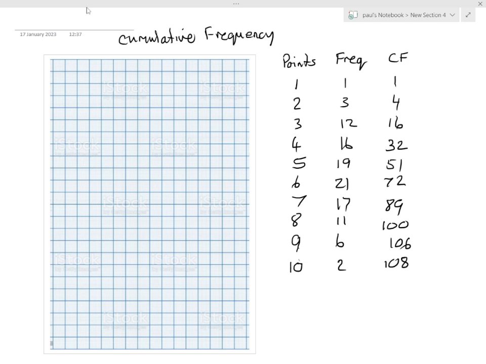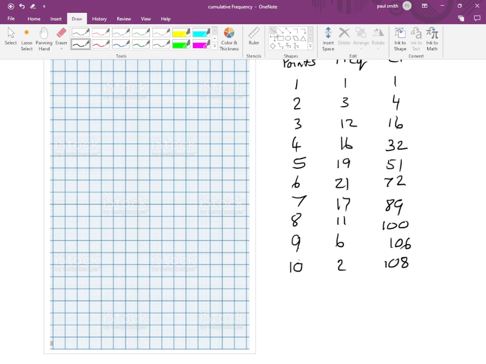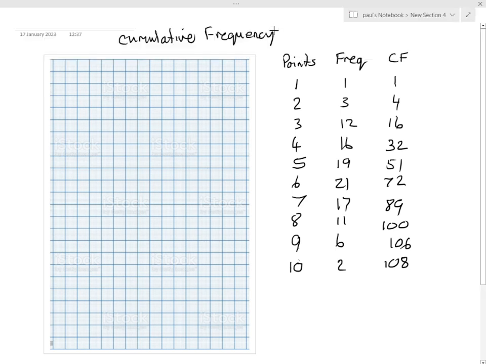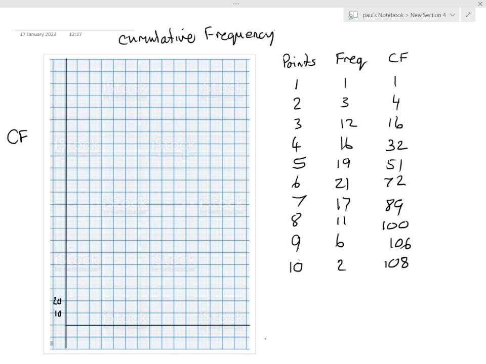So we need to do our scale, start constructing our cumulative frequency graph. So we're going to go all the way down there, and we'll do another one across, leaving a bit of space there so that we can actually write down what we're doing. Right, so on the left is the cumulative frequency. And because we go up to 108, we need to start filling this in, and I'm just going to do it in tens so that we get everything to fall into place.